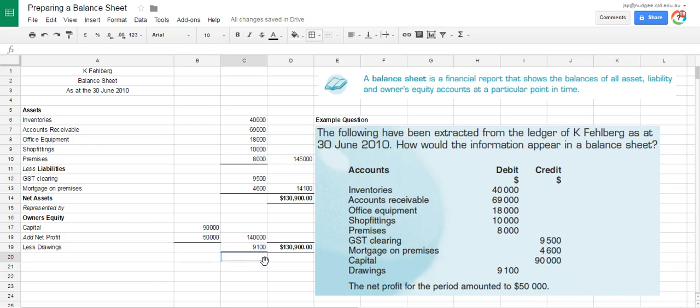Okay, so that's a balance sheet. Now, it's going to take a little bit of practice here for you to remember how everything works, and it's not a massive deal if you get the columns wrong, but you just want to use something that works. Okay, that's balance sheets. Give them a try.